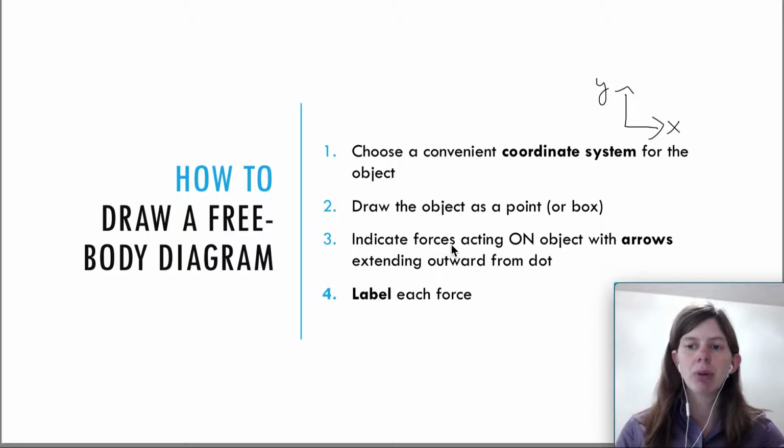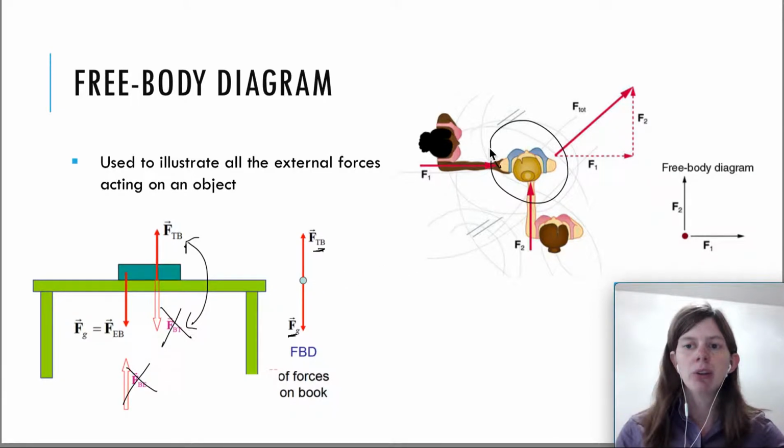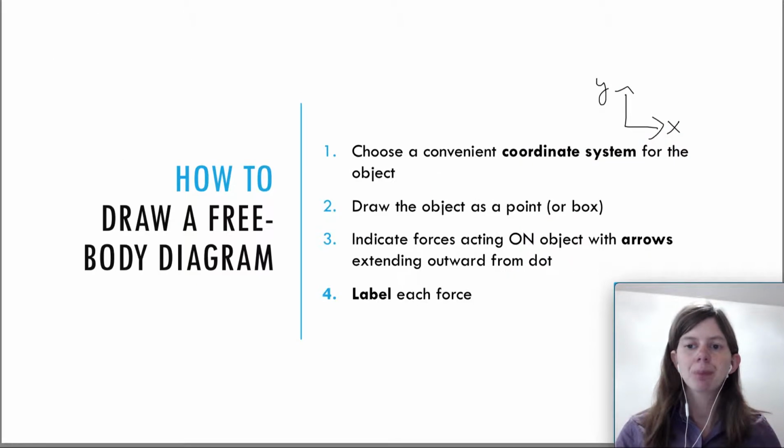And then step number 3, indicate the forces acting on the object with arrows extending outward from the dot or the point. This is what we saw in the previous slide. We were only drawing the forces acting on that one particular object, and the forces were always originating from the object. If we go backward here, you see that originally the forces were pointing toward the object, but we moved them in the free body diagram so that they were pointing outward from the object. This just makes it easier to see all the forces that are acting on this object, because if they start pointing toward the object, then maybe you're going to think that those forces are acting on a different object. And finally, step number 4 says we have to label each force.